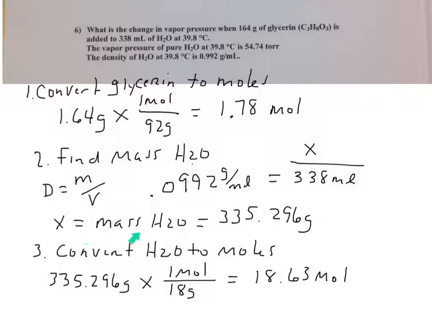So we calculate our mass as being 335.296 grams. We'll now take this and convert it to moles. So 335.29 grams times 1 mole of water over the weight of water from the periodic table, and we get 18.63 moles.